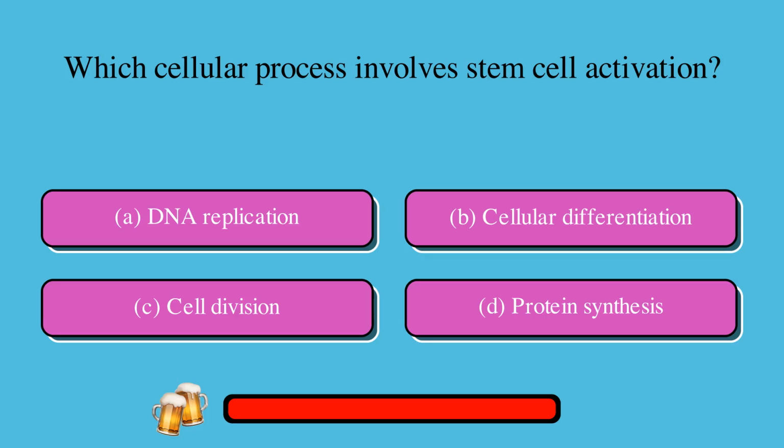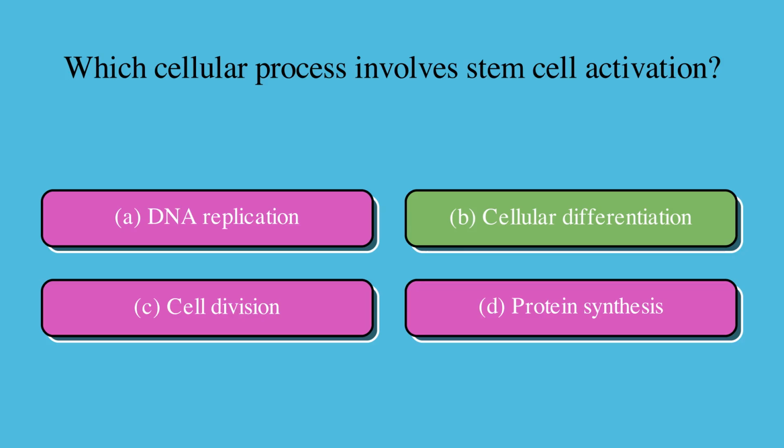Which cellular process involves stem cell activation? A. DNA replication, or B. Cellular differentiation, or C. Cell division, or D. Protein synthesis? The correct answer is B. Cellular differentiation.